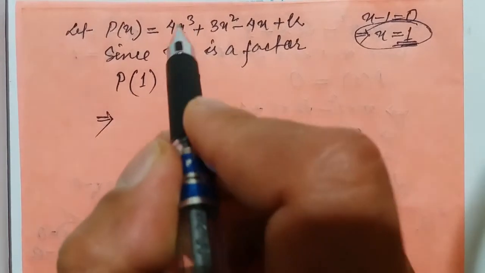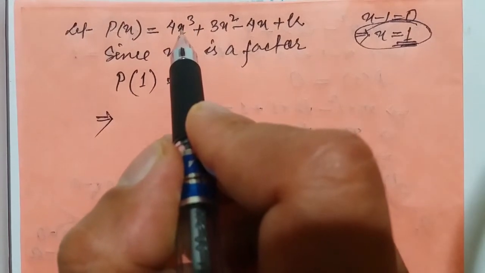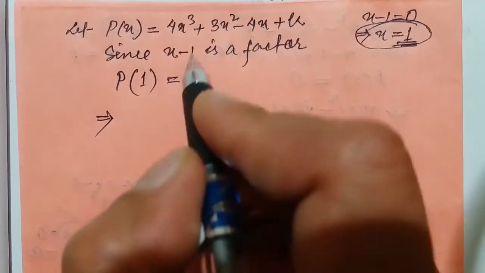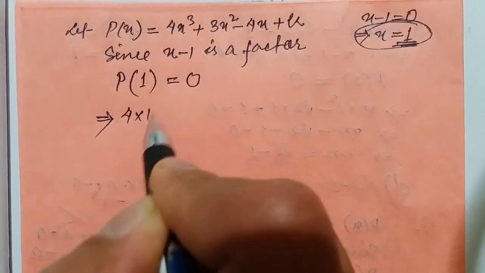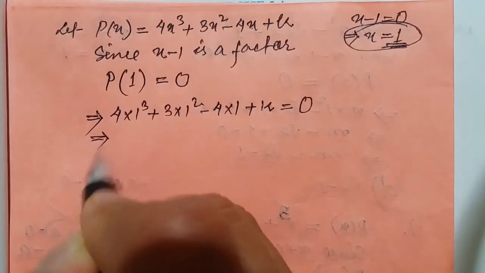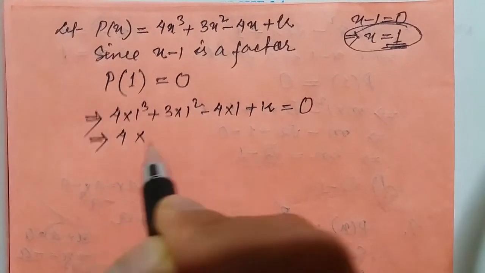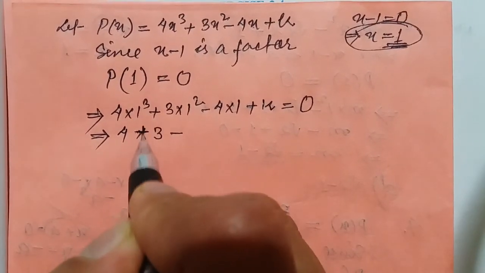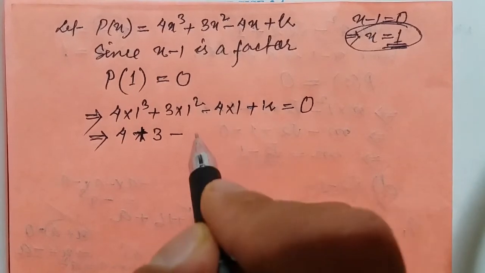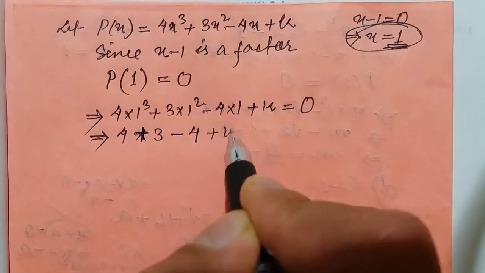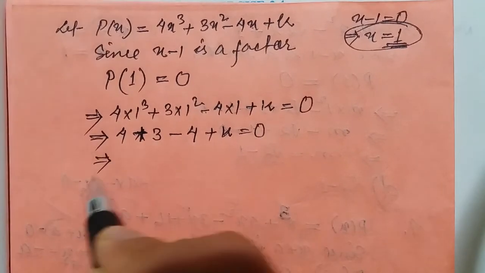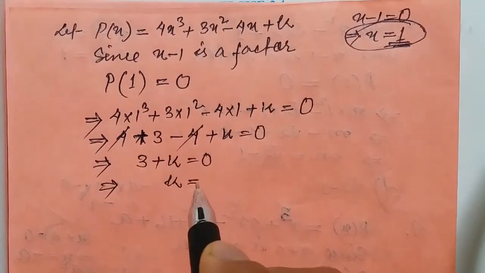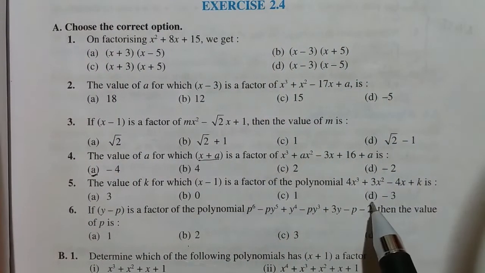Now here we're going to substitute x as 1, here 1, here 1. So 4 into 1 cube plus 3. Now 1 cube is 1, 1 into 4 is 4, 1 square is 1, 1 into 3 is 3, minus, this is plus, and minus 4 into 1 is 4, plus k is equal to 0. And now 4 plus 3, 4 minus 4 is 0, we get here minus 3. So minus 3 here, D. So this is the right answer.